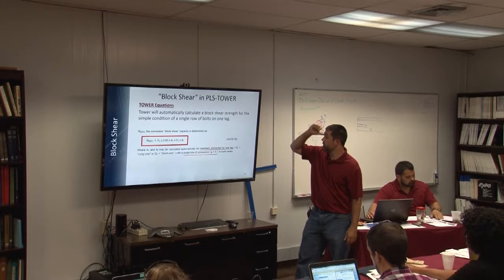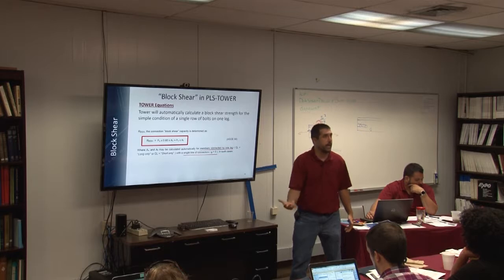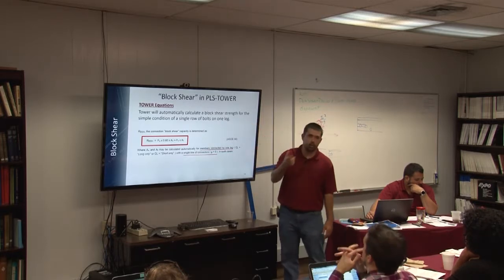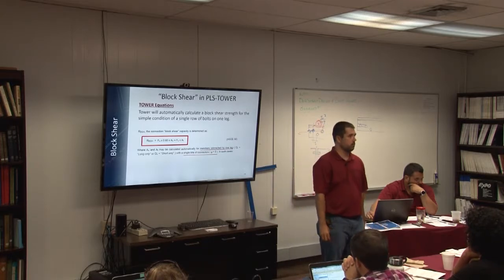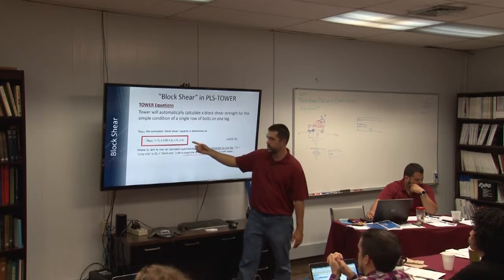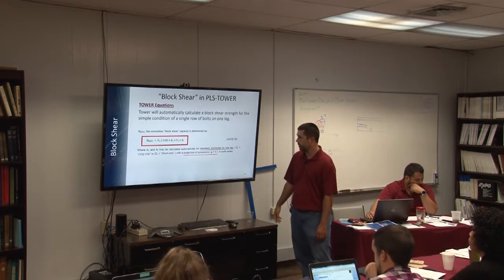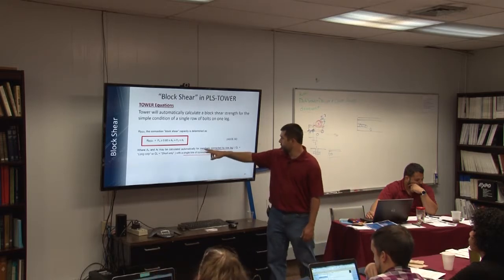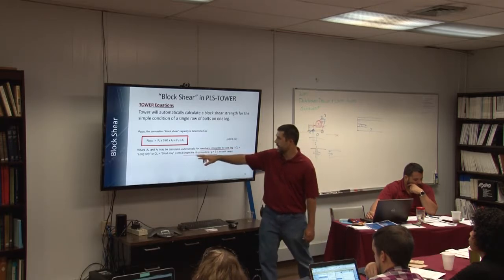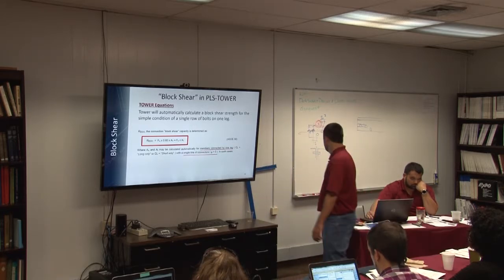So if you have a simple connection of a single row of bolts on one leg, Tower will automatically calculate your block shear for you. Here's the equation as it's listed in the Tower manual. It's the same equation I showed you a couple of slides earlier from the code. And again, when members are connected on one leg for a single line of connectors, Tower will automatically calculate this for you. How does it know that?